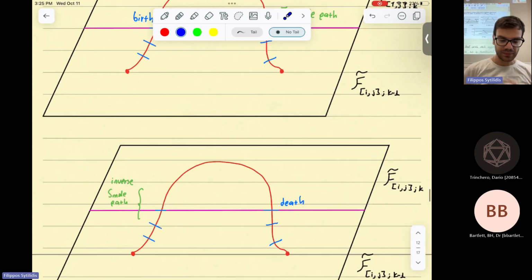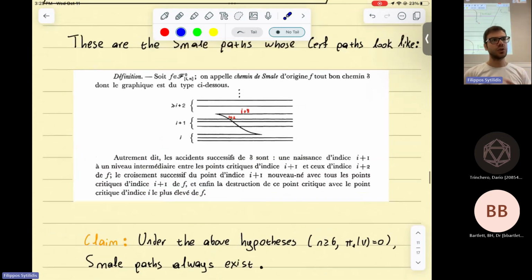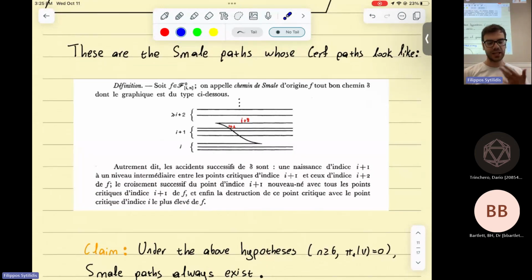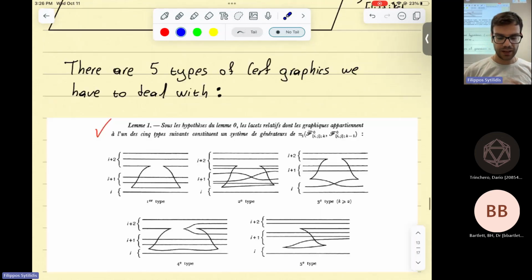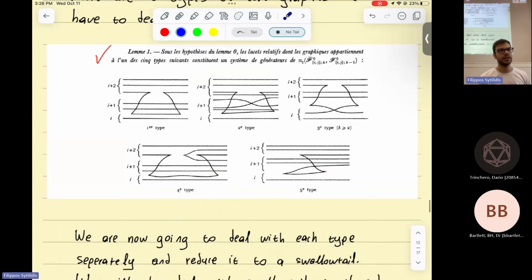This is the only thing that we've done so far that's actually deep, which I haven't proven, is that under these hypotheses, Snell paths always exist. That's the difficult thing that I'm pushing under the rug. Everything else is fairly clear.